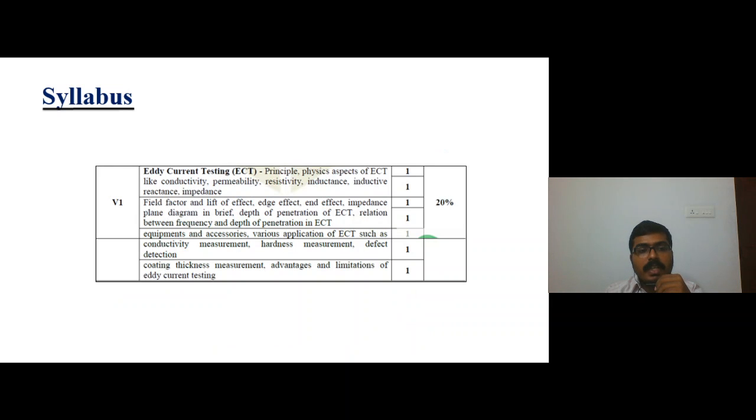Then at last we will be dealing with the eddy current testing method, wherein eddy currents, which are known as waste currents, will be used in order to identify the defects. The main applications are conductivity measurement, hardness measurement, defect detection, coating thickness measurement, etc. At last we will deal with the advantages and limitations of eddy current testing. So these are the basic testing methods, and each module will present each testing method. That is the detailed syllabus being presented before you.